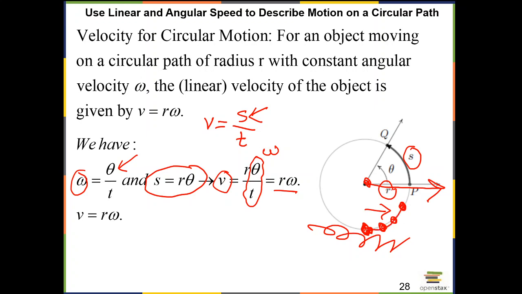So it looks like the distance that the car goes is the same as this arc length. And the linear velocity of it is the same. That velocity and this velocity are the same. So it looks like we found a really good application of this, right?